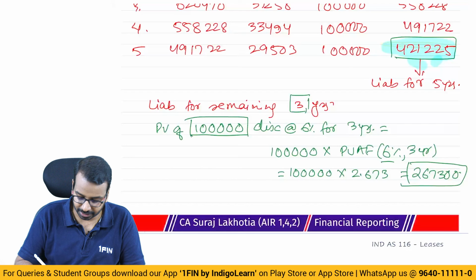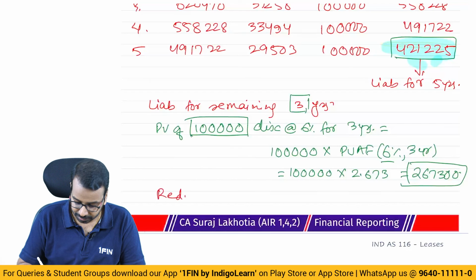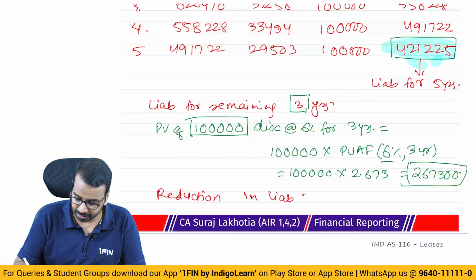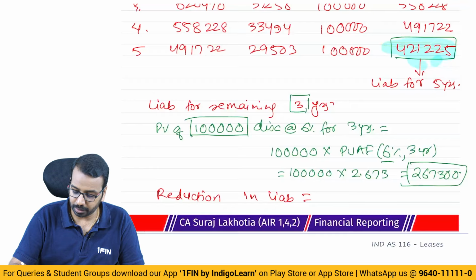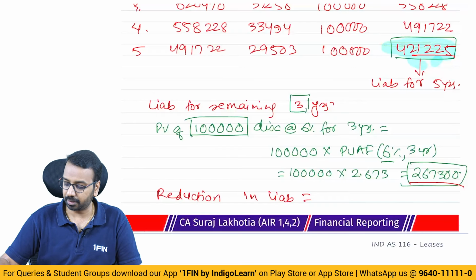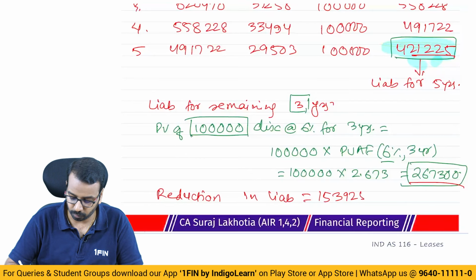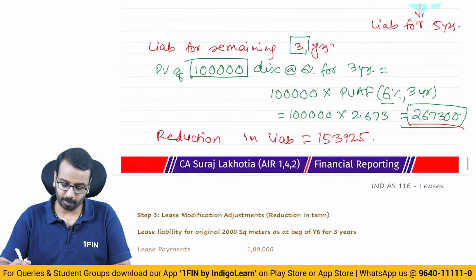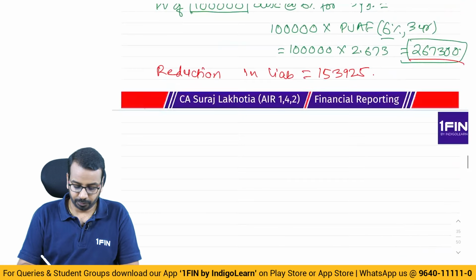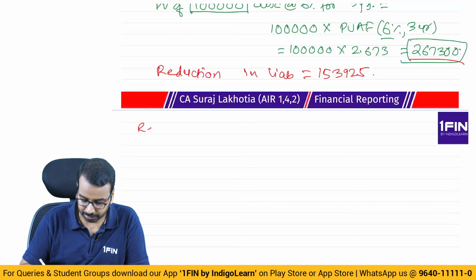So, what is the reduction in liability? Reduction in liability is equal to 421,225 minus 267,300, we get 153,925. This is the reduction in liability.